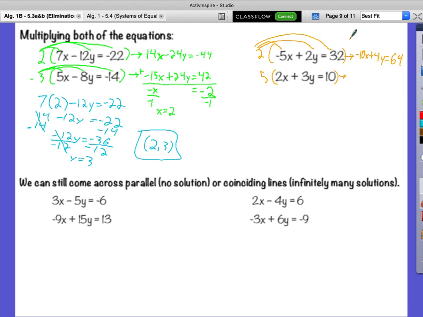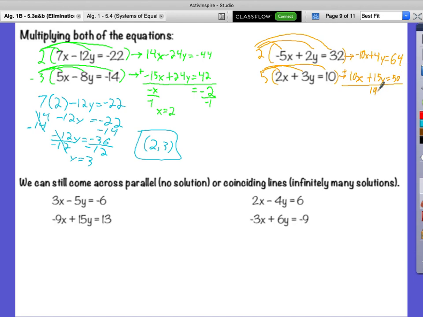Okay, Jacob, I'm counting on you here, okay? Help me with this bottom equation. 10x. Yep. Plus. Yep. 15y. You betcha. Equals 50. Equals 50. Very good. 10x plus 15y equals 50. Okay, now we'd be ready to eliminate the x's. Because what's negative 10x plus 10x? 0.